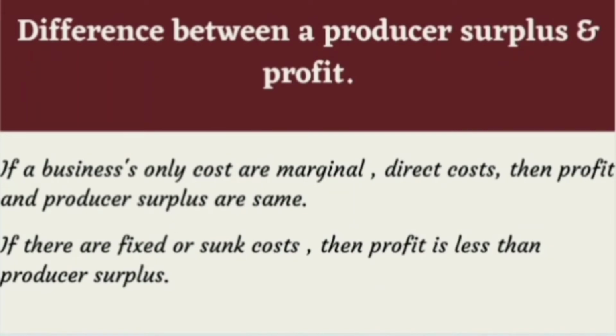If a business's only costs are marginal costs, direct costs, then profit and producer surplus are the same. But if there are fixed or sunk costs like rent or new equipment, that don't change no matter how much or how little you produce, those costs are factored into the calculation of profit, and profit is less than producer surplus.